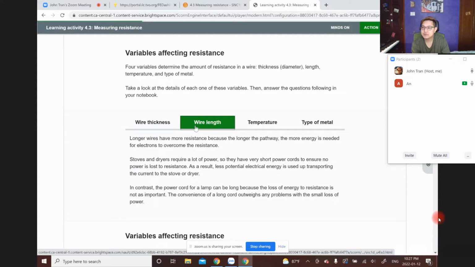I thought that maybe they want to save wire length, that they don't want long wires for some other reason, but now I know. Very short power cords ensure no power is lost to resistance. But then you have to plug it into an extension cord anyway because it's far from your electric sockets.